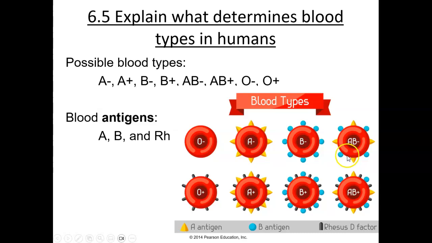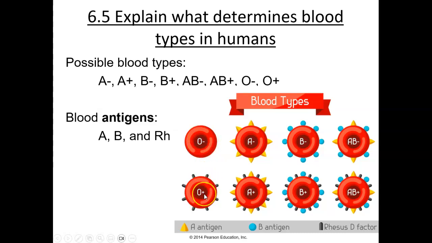AB negative, you just have A proteins and B proteins. So there's actually eight blood types for humans. The proteins on the outside, we say those are the blood antigens, whether you have A, B, or H. Remember, O doesn't mean you have O antigens. It means you have neither A nor B.